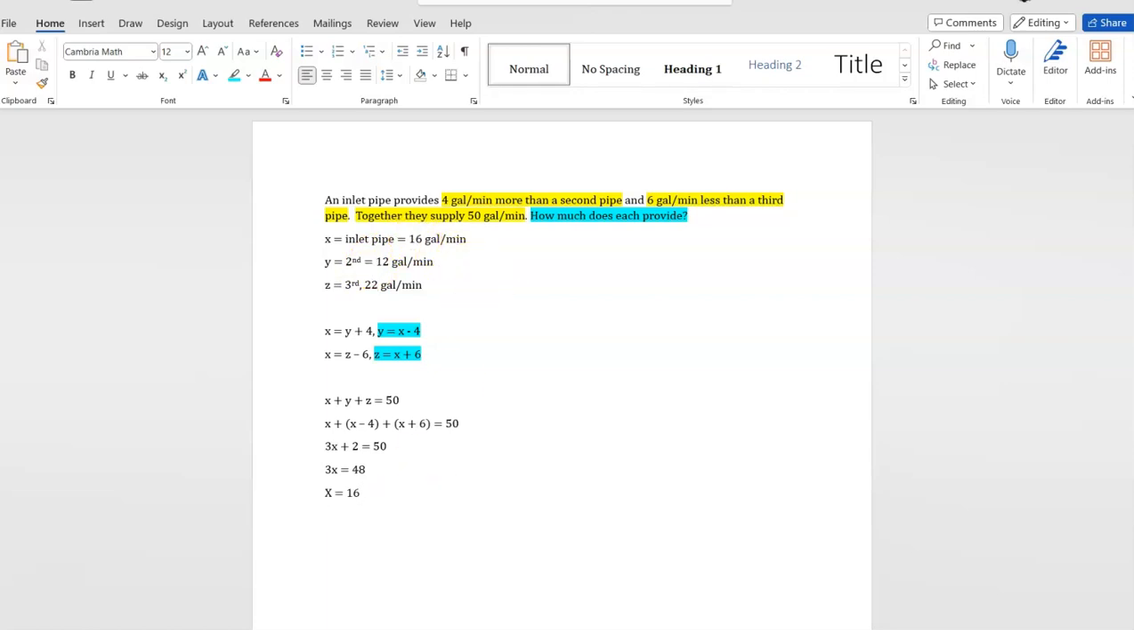So my final solution here, I always like to write it up in a complete sentence, is that the first inlet pipe provides 16 gallons per minute, the second 12 gallons per minute, and the third 22 gallons per minute. By writing this up, it helps me go through the process of checking, making sure everything makes sense.